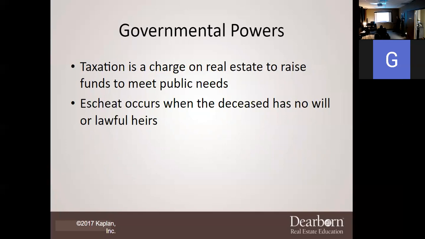Now, what I want to do is start first with taxation, okay? Taxation, of course, we all understand is property taxes. So a lot of people say, well, let's just lower the property taxes. Let's lower taxes on the property. Well, the problem is, here's the thing. I could spend an entire course talking about taxes and tax law, and I'm not going to bore you with that.